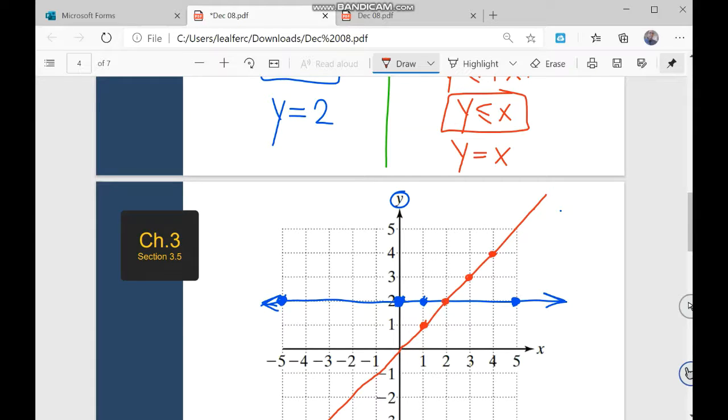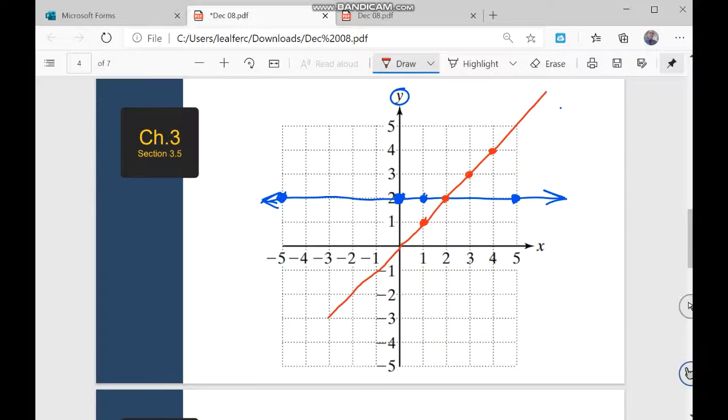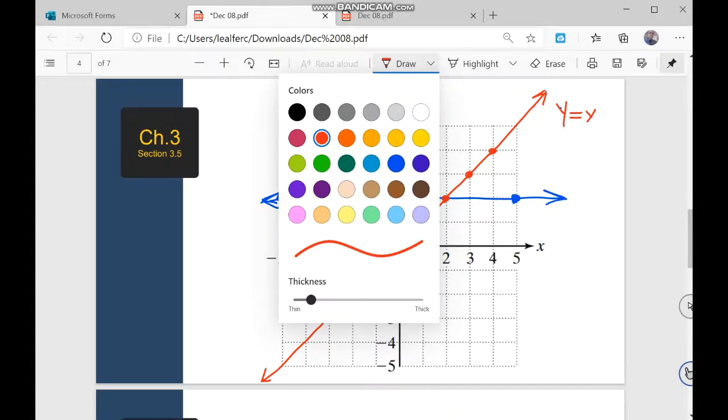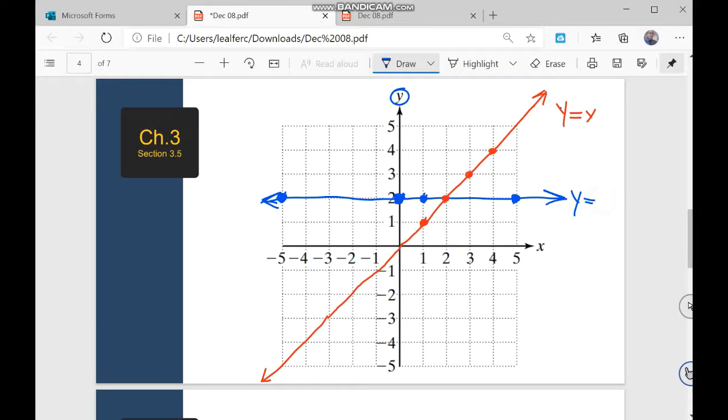That line splits the rectangular coordinate system in two, with this slope, with this 45-degree line, right? And it goes all the way down as well, like this. And this is y equals x. The other one is y equals 2.